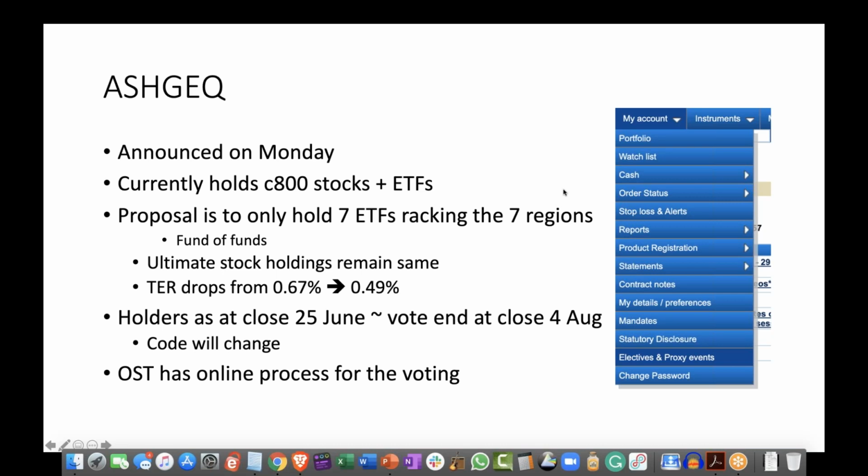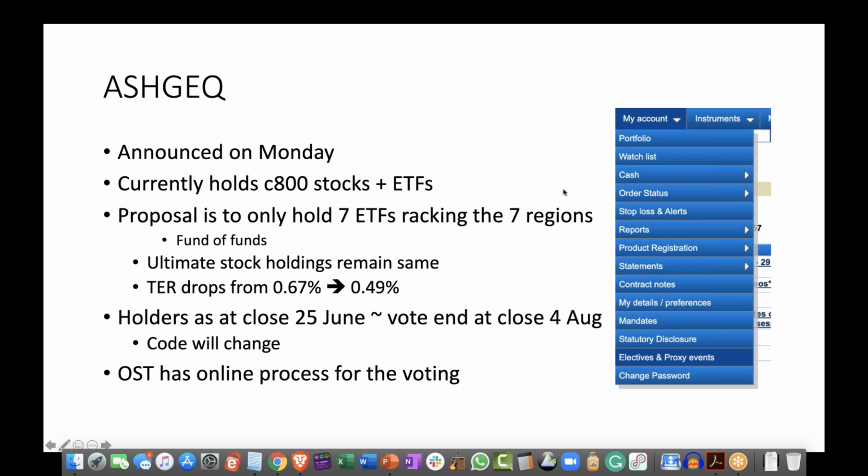But you can go on to my account, electives and proxy events. And what you can do here is this is where you will vote yay or nay for the units you hold. Very importantly, it's per account. So if, for example, you have this ETF in both a tax-free account and a normal discretionary account, you will have to vote twice, because you've basically got two different accounts that you hold it in. Yes, you might be a single individual, but you've got two accounts that you hold it in and therefore need to vote it through.